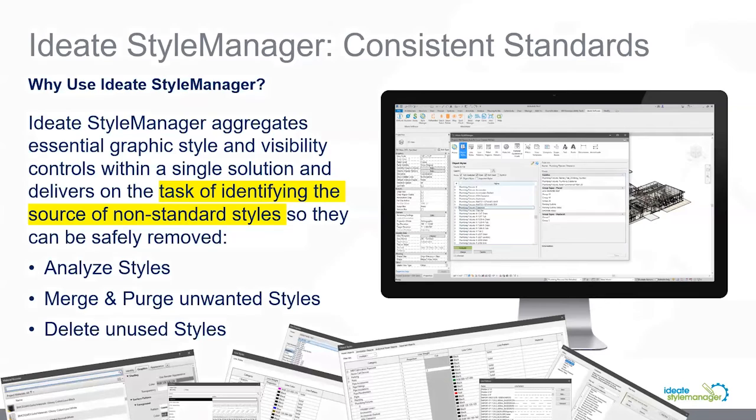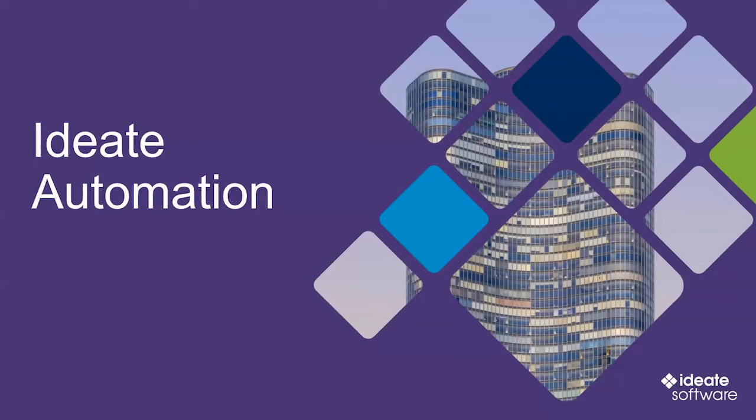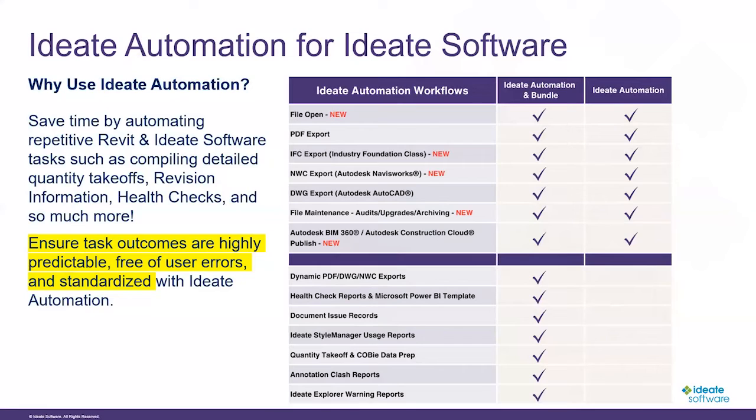All right, so about at the end here, the last one is Ideate Automation, and this pulls it all together. Ideate Automation is our latest release. As I said, just a couple weeks ago, we're able to script so that you can open Revit models and schedule them so that when you come into the office at 8 a.m., the model is already open for you. You can schedule PDF, IFC, NWC, DWG exports or publish.